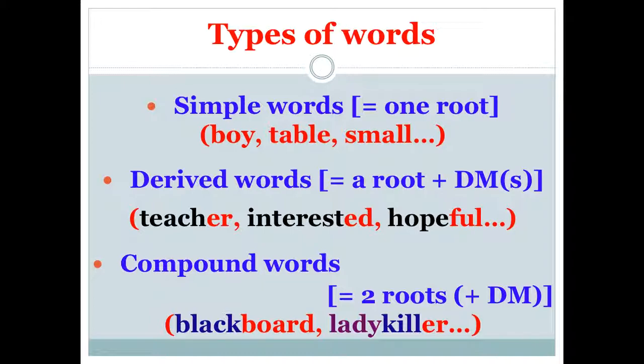For example, blackboard includes two roots without any derivational morphemes. Black is a root, board is a root. Or lady killer. The compound includes two roots, lady and kill, and one derivational morpheme, er.